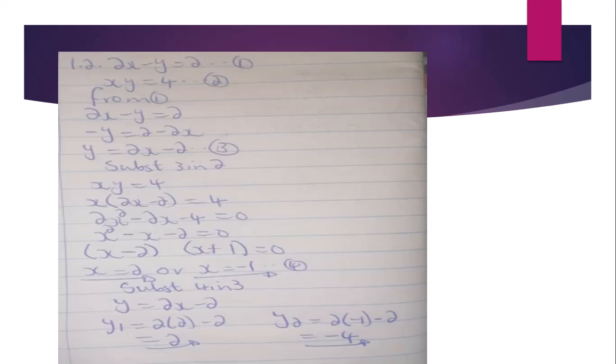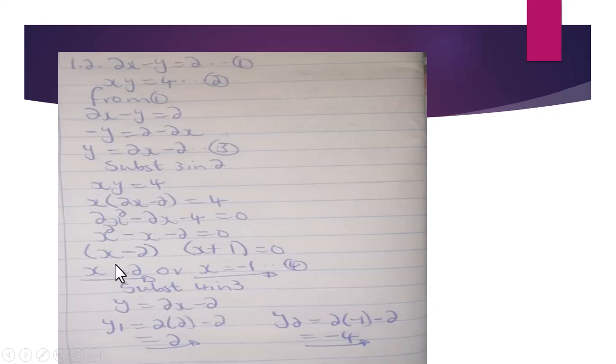Because remember, this is simultaneous. You need to find both x and y. So you have x, you still need to find y. Hence, I'm saying this is equation 4. So I'm going to substitute 4 in 3. So I write down first what 3 is. Y equals 2x minus 2.